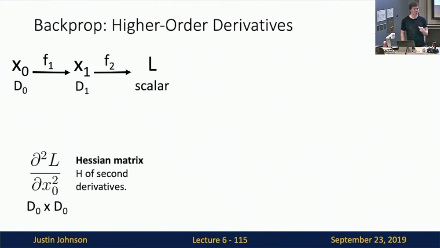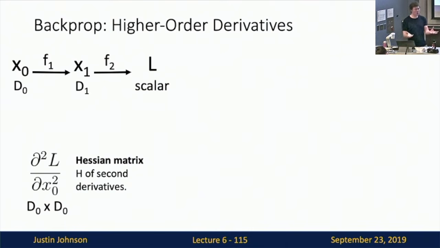Now, another really useful trick that we can use once we have this viewpoint of backpropagation, multiplying tensors and Jacobians and vectors, is that we can use this same backpropagation algorithm to compute not only gradients, but also higher order derivatives as well. As an example, here we're showing a very simplified computational graph where we have an input x, a vector of size d1, that goes through f1 to produce another intermediate vector of size d1. Then we go through f2 to produce a scalar loss.